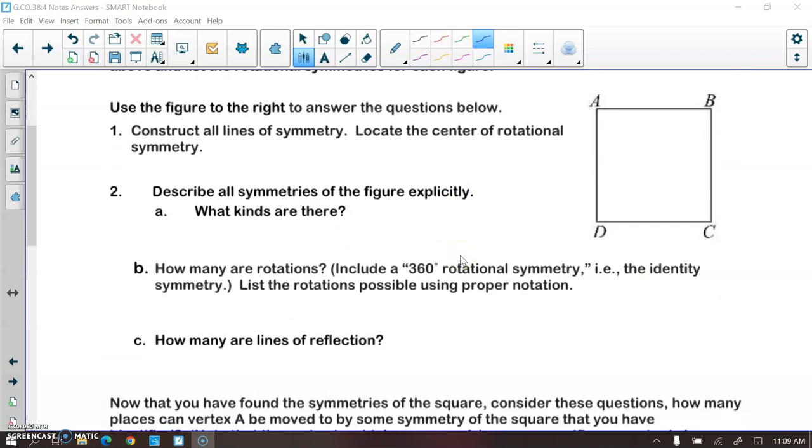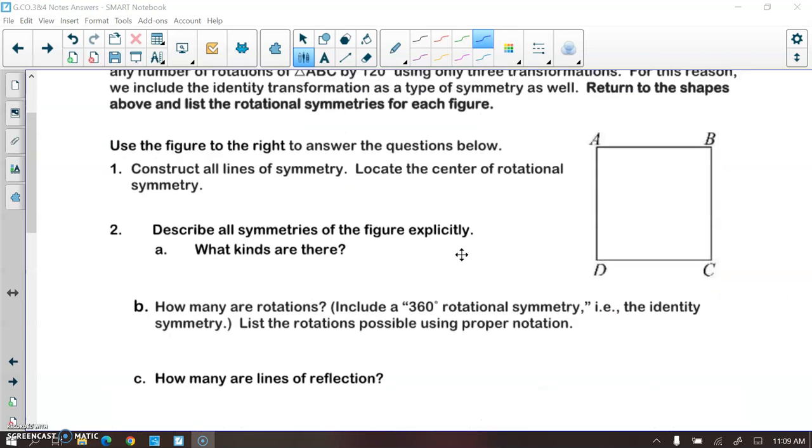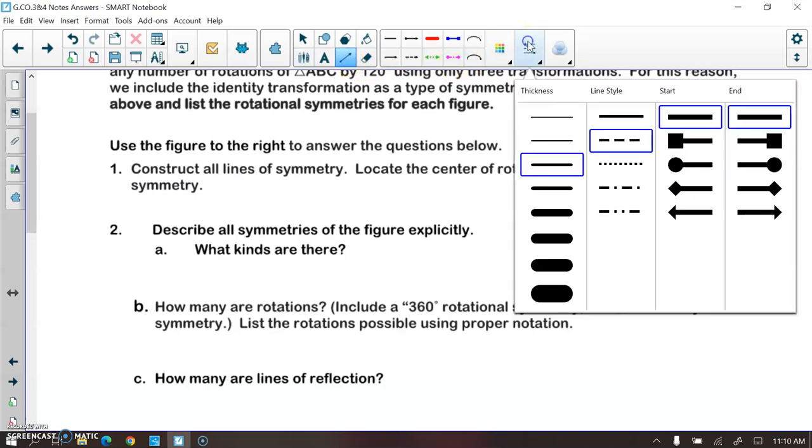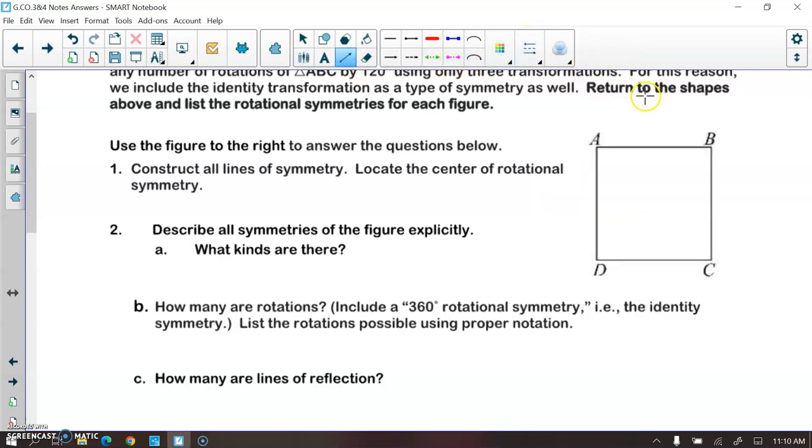All right, so continuing on from levels 1 through 3, we're just going to go over a quick symmetry example so that way you can do your practice. Number 1 says to construct all the lines of symmetry and locate the center of rotational symmetry. So all the lines of symmetry, remember, mean that I can take this figure and fold it in half and one side would match the other exactly.